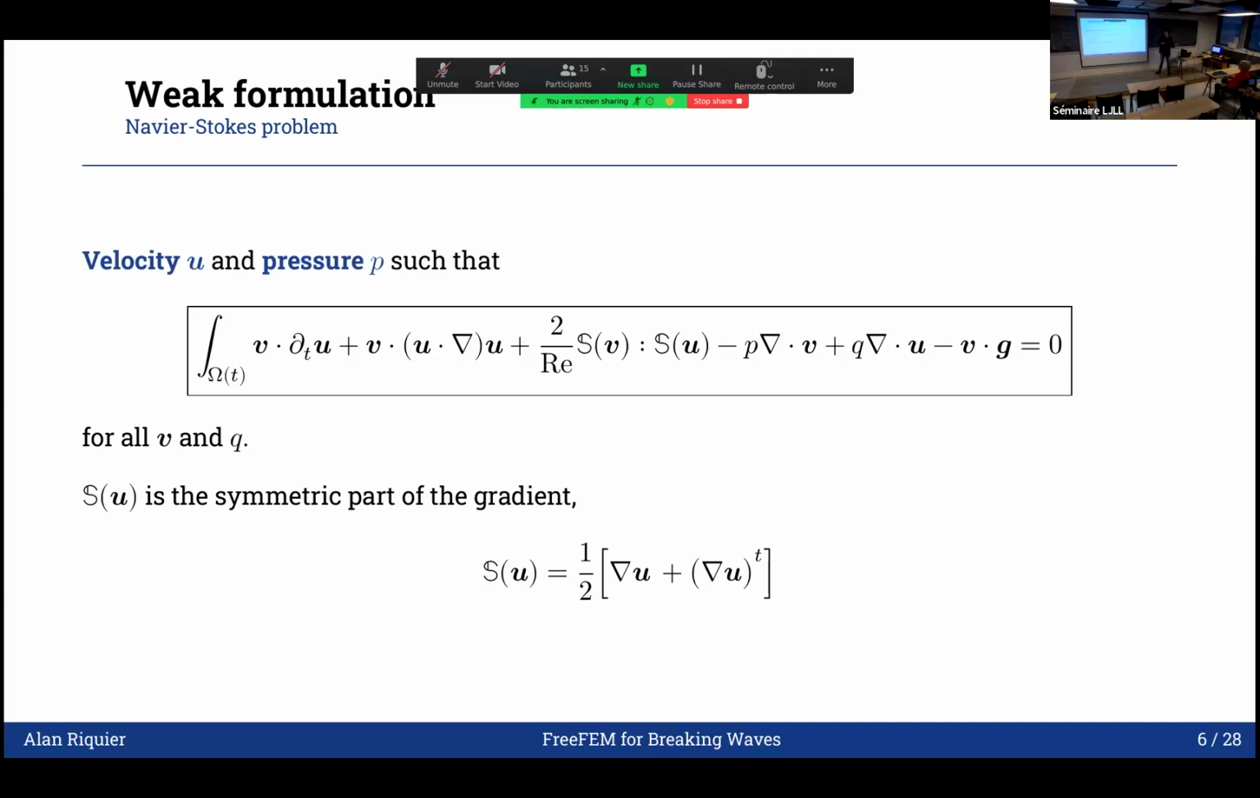So in order to use FreeFem, I must put this into a weak formulation. So this is done here. The weak formulation is quite simple. So you have the material derivative here, the stress tensor, the viscosity here with the symmetric part of the gradient. The pressure is basically a Lagrange multiplier for the incompressibility condition. You also have the weak incompressibility condition here and the gravity. And this is what I will solve at each time iteration.